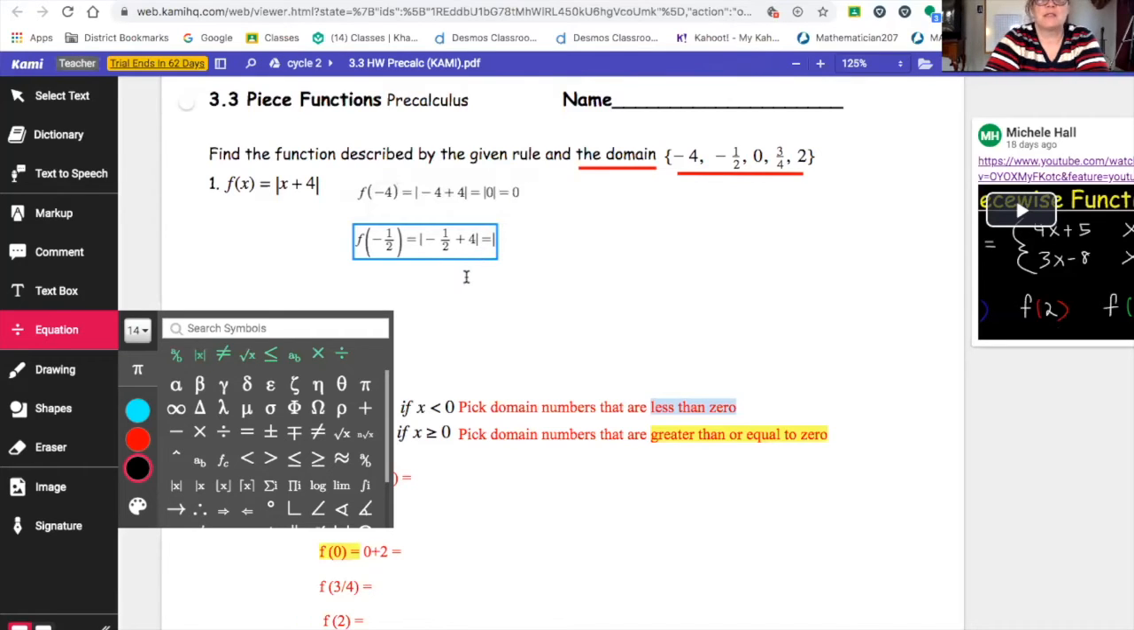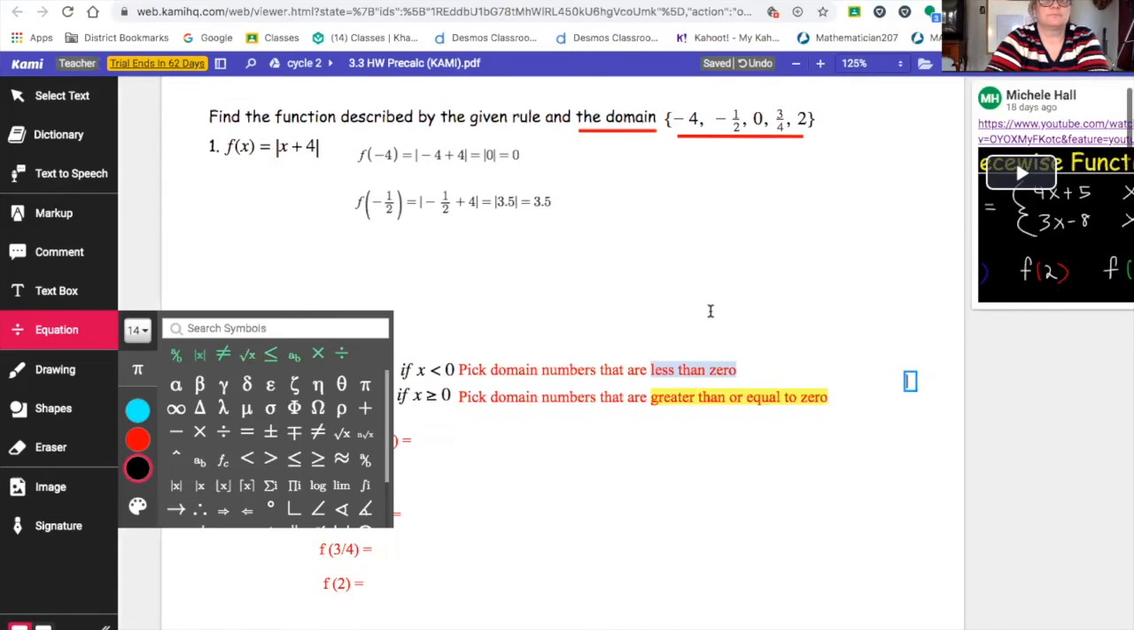And so we see that we have f of -1/2 is the absolute value of -1/2 plus 4. So 4 minus 1/2 would be the absolute value of 3.5, which is 3.5. So you're just substituting in values, and you get the absolute value of them and evaluating them. So that would be for number 1.